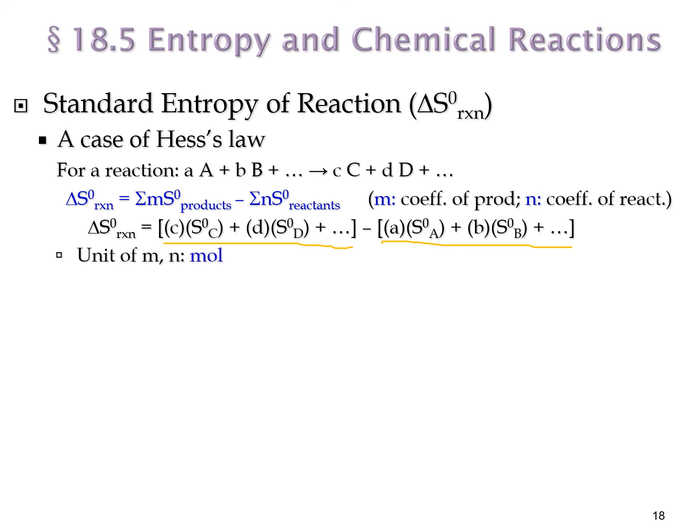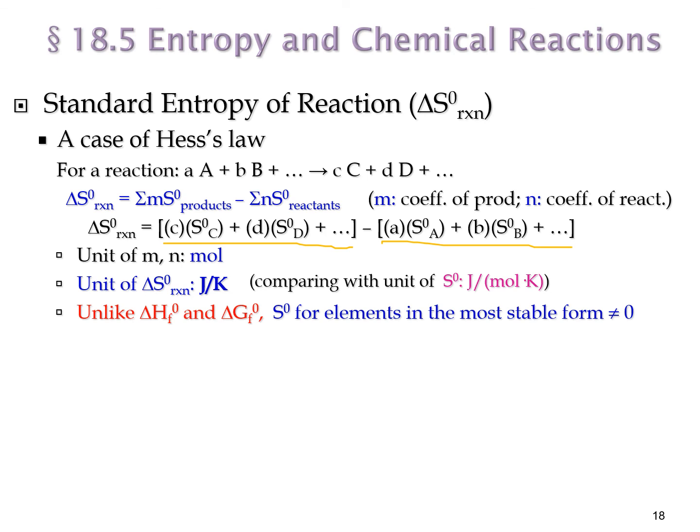And I would like to remind you, the m and n, the coefficients of products and reactants, now have a unit in moles. The moles multiplied by joules per mole per Kelvin, which is the unit of S0, give the delta S0 of a reaction in joules per Kelvin, not joules per mole per Kelvin anymore. I just want you guys to realize the fine difference between delta S0 and S0.